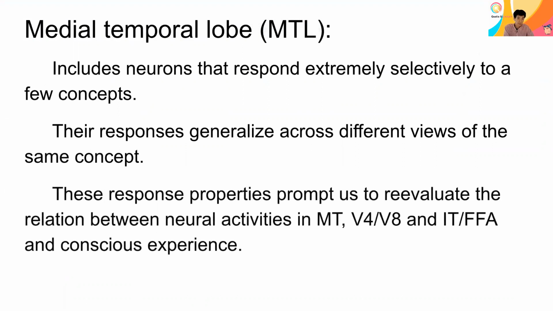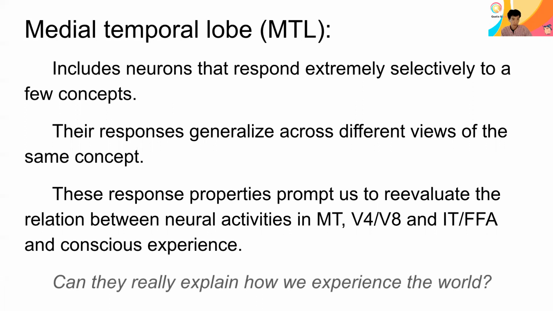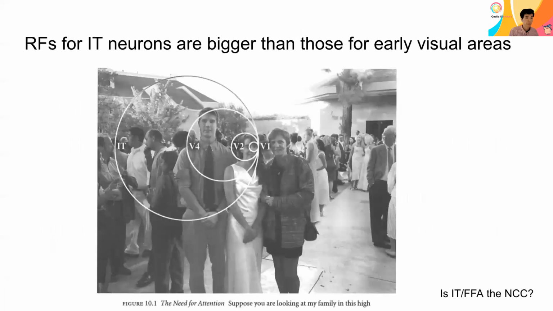And these response properties prompt us to reevaluate the relation between the neural activities in MT and V4, V8 that we looked at, and also IT and FFA that we looked at so far, and their relation to conscious experience. Can they really explain how we experience the world? That's the question that leads to this video.